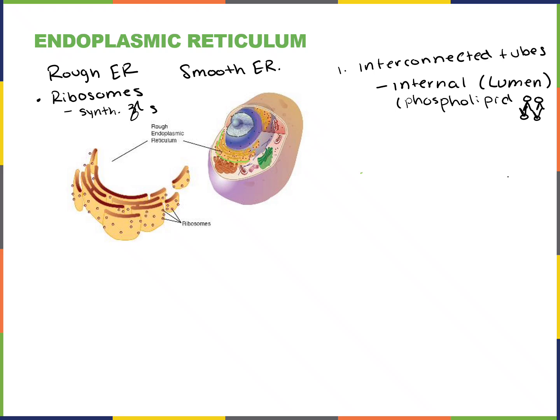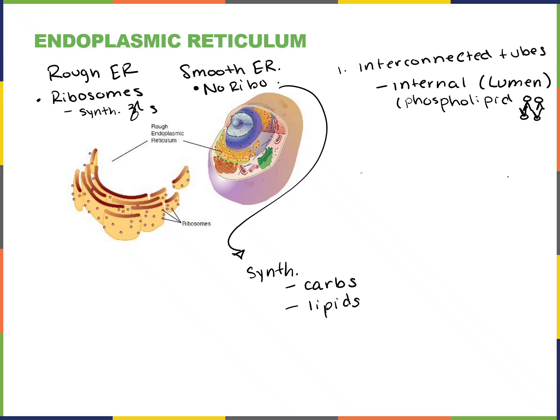Okay. The smooth endoplasmic reticulum does not have ribosomes. And the smooth endoplasmic reticulum, sorry, I'm going to bring these down here. The smooth endoplasmic reticulum will usually help with synthesizing like carbohydrates, lipids, some steroid hormones, and does a little bit of detoxification. Okay.